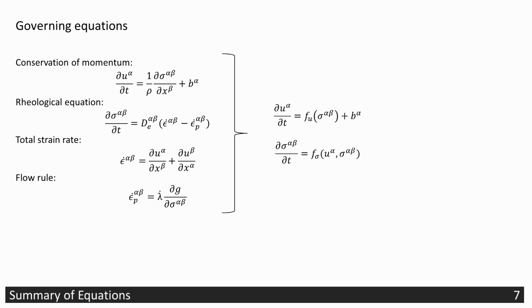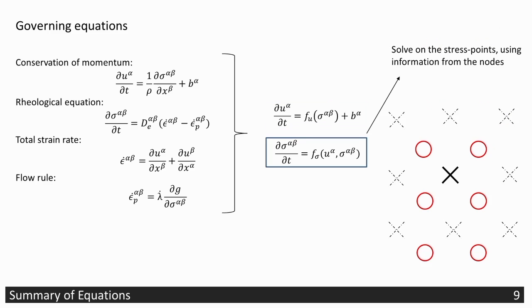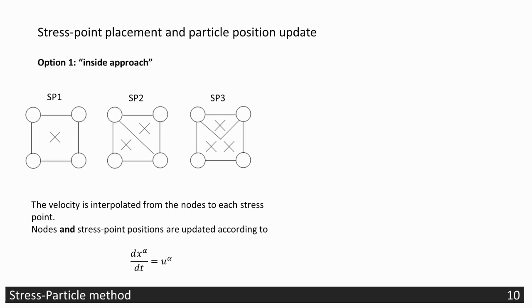So in the stress particle SPH, we solve the momentum equation on the SPH nodes using stress information from the surrounding stress points. And we solve the rheological equation on the stress points using the velocity information from the surrounding nodes. So one key factor to consider is how to distribute the stress points and also how to update their positions, because the velocity isn't stored here.